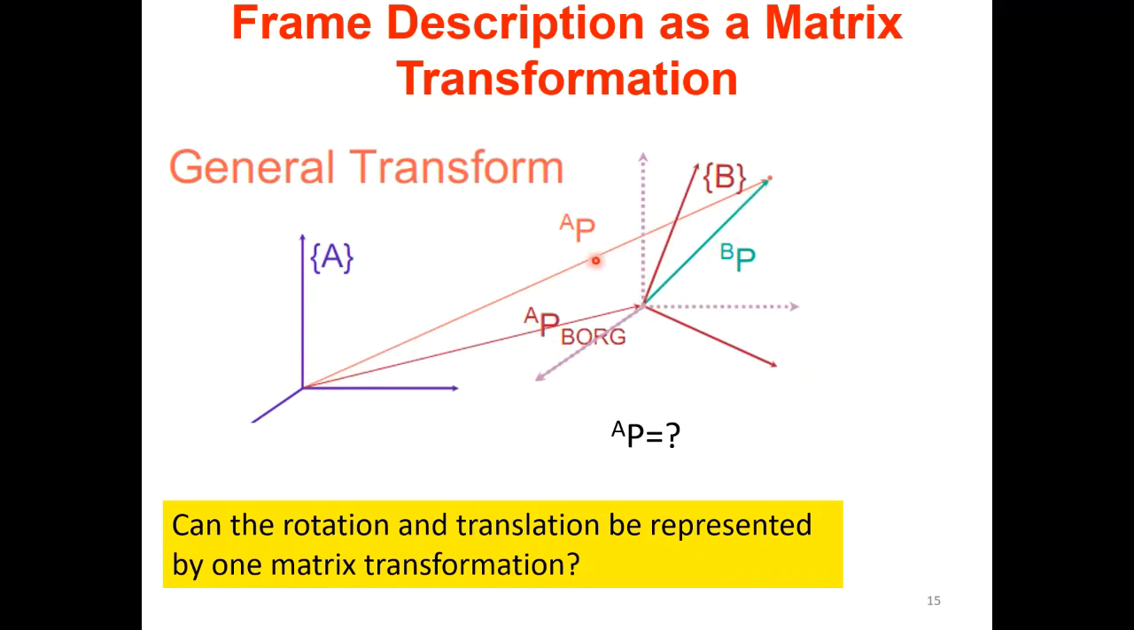Vector addition and all. So I want you to tell me how I can calculate AP. Any answers? What is the answer for AP? If you know APBORG, that is this one, and if you know this vector, how can you calculate this vector?